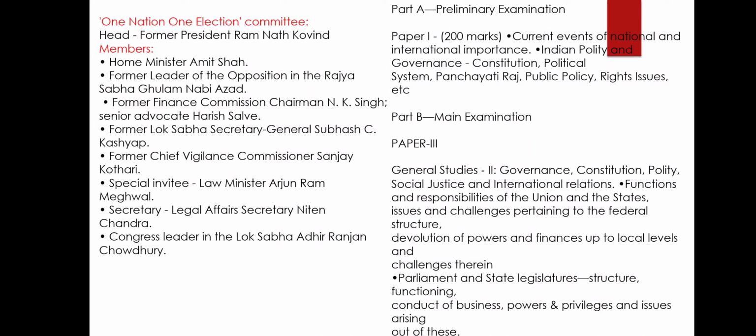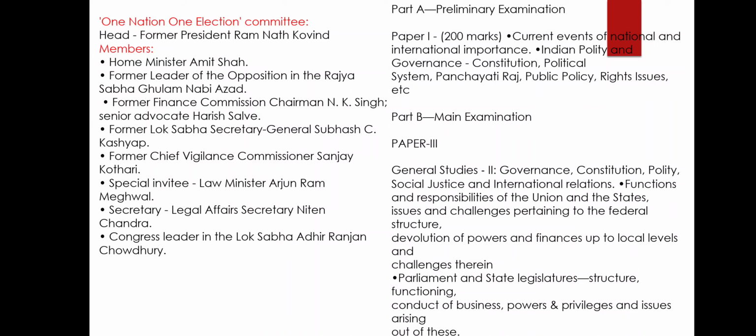So the committee will be holding a huge responsibility, but the Congress leader in the Lok Sabha, Mr. Adhir Ranjan Chaudhary, whose name was in the list of members of the committee, declined to be on the committee. This is about the news article.